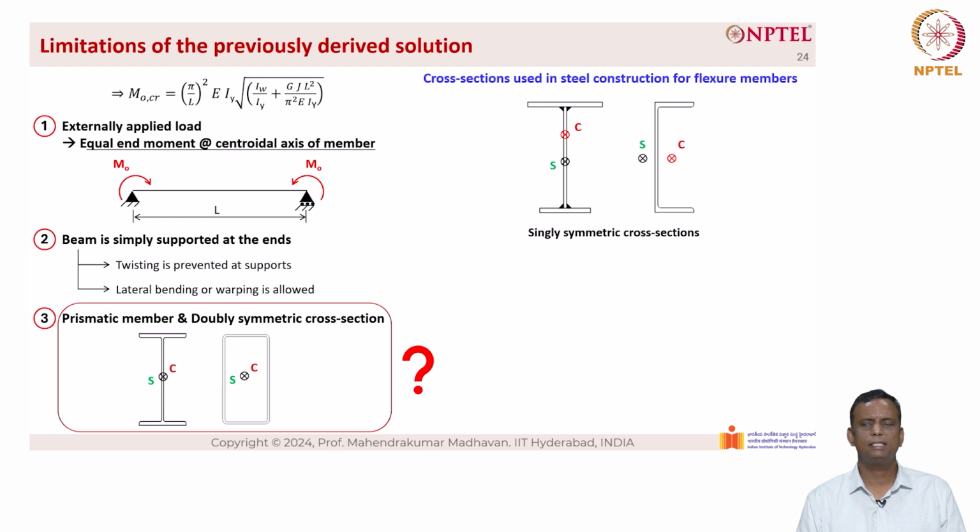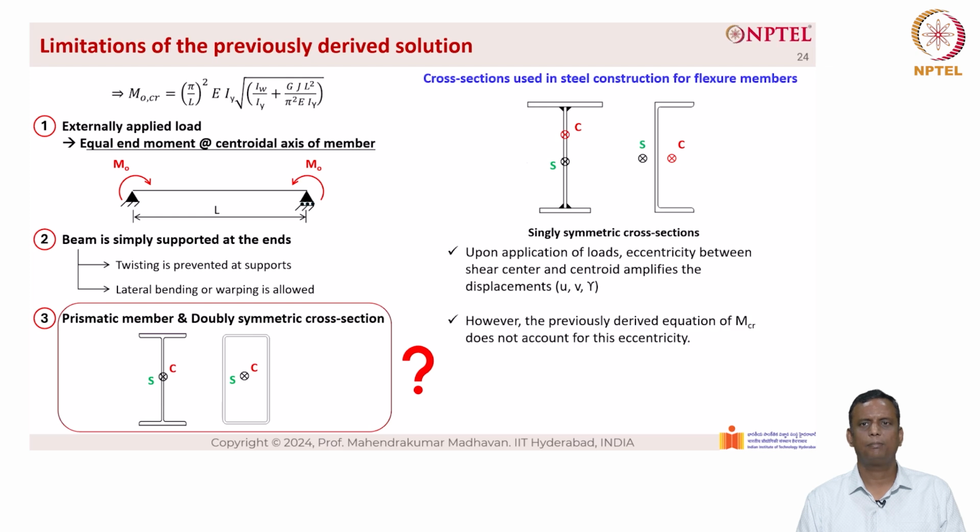The first one is an I section where the top flange is of higher width than the bottom flange, and the next one is a channel section. Here you can see that the shear center and the centroid do not coincide. So, upon application of load, the eccentricity between the shear center and the centroid amplifies the displacements u, v and gamma. However, the previously derived equation of M critical does not account for this eccentricity.